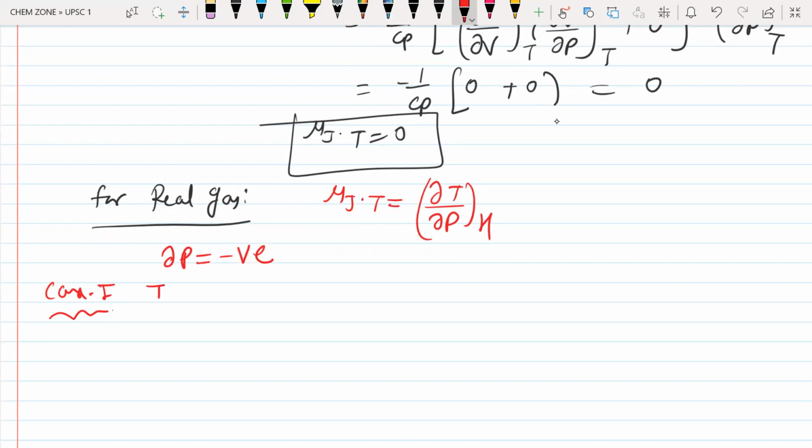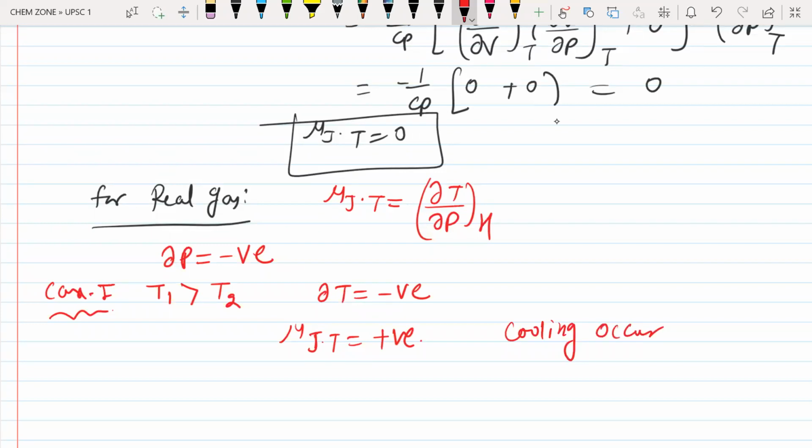Case 1. If T1 is greater than T2, the final temperature is lesser than the initial temperature, meaning dT will be negative. So the ratio of dT by dP will be positive. Means if the temperature is decreasing during this process, the value of Joule-Thomson coefficient will be positive. In reverse, we can write that a positive value of Joule-Thomson coefficient suggests that cooling occurs.